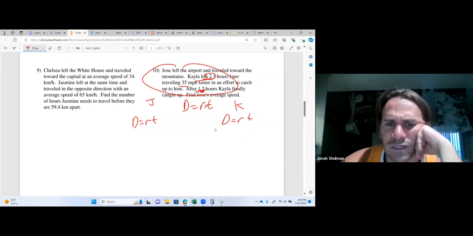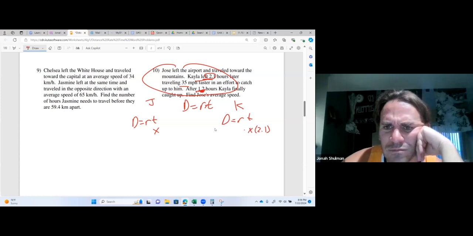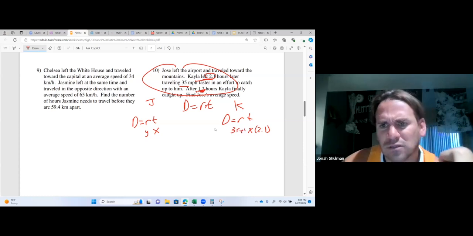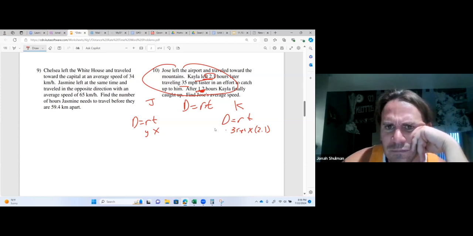So basically Jose is starting, and she's starting 2.1 hours later. This is X and this is X times 2.1. She's going 35 miles faster than him, so this is a different number. That's Y, and this is 35 miles per hour. And that's all we get, right? At this time, the distances are going to match.